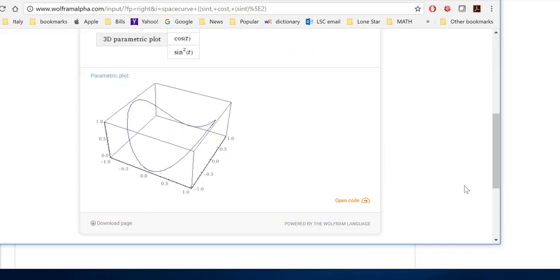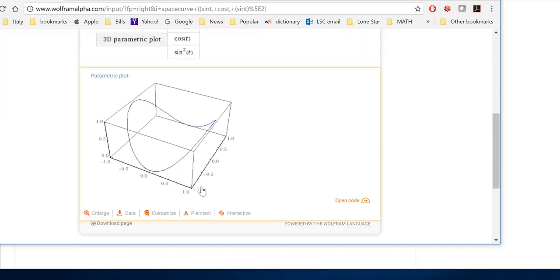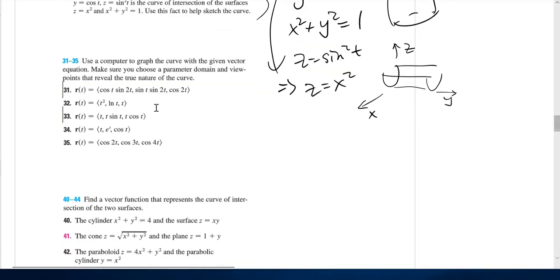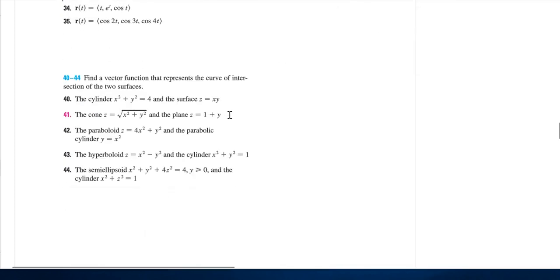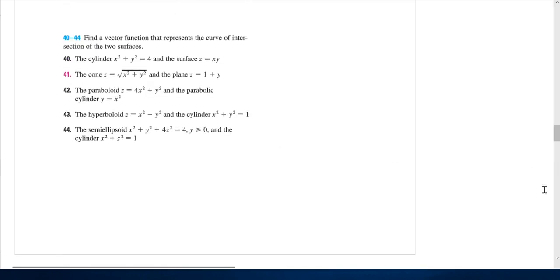Now, if you have the Pro, you can move that around, but I don't. All right, so that's that. So let's see what's next. So it says use a computer to graph. You can do that. And then find a vector function that represents the curve of intersection. So these can be kind of difficult. Let's try one though. Let's try number 40.